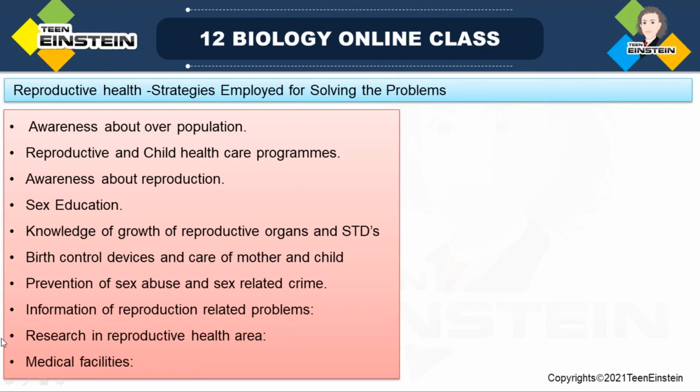Here, in reproductive research, we learned about Saheli. It is a contraceptive pill which was developed by the Central Drug Research Institute, Lucknow, CDRI, Lucknow. Okay.